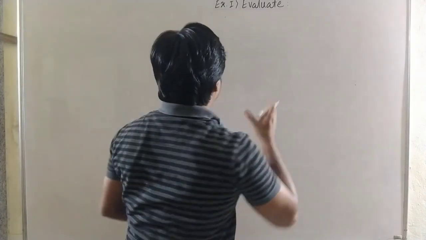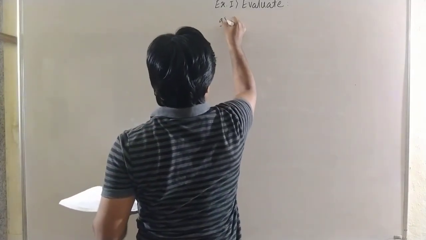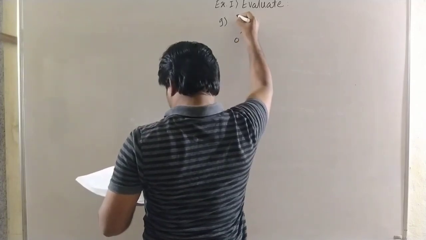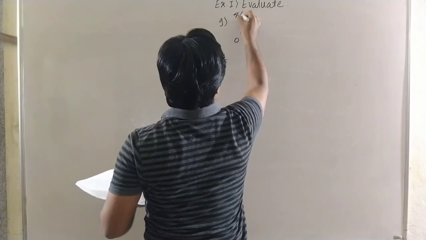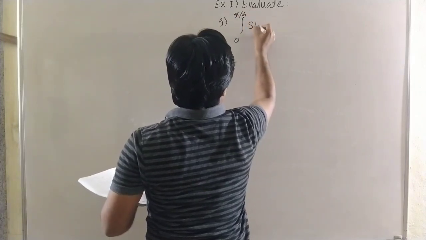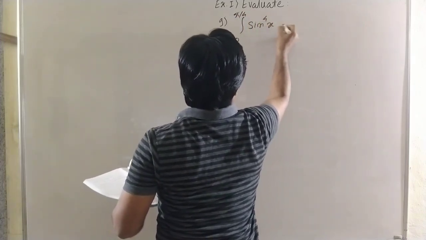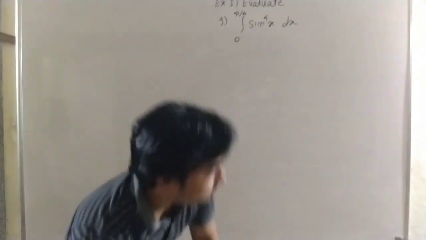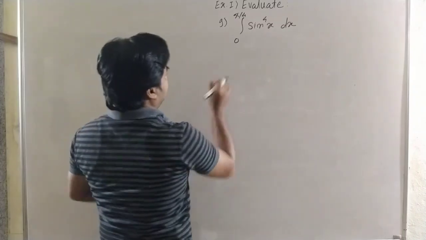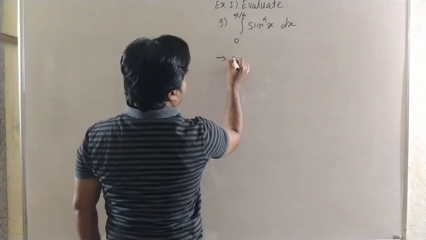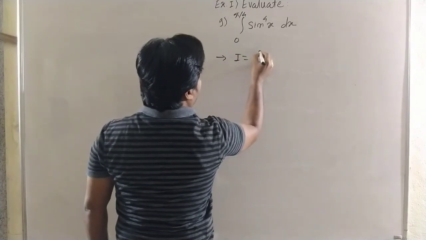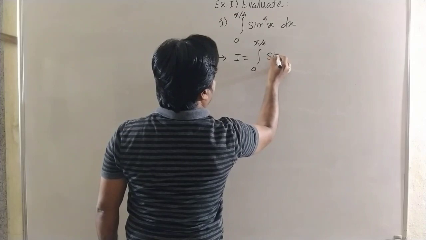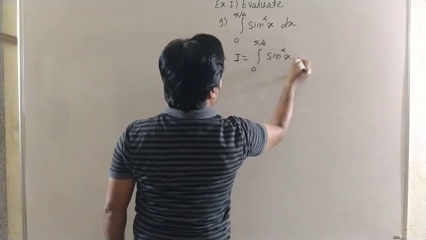Next, example number 9. The integral from 0 to pi by 4 of sin to the power 4 x dx. Now here, I is equal to the integral from 0 to pi by 4 of sin to the power 4 x dx.